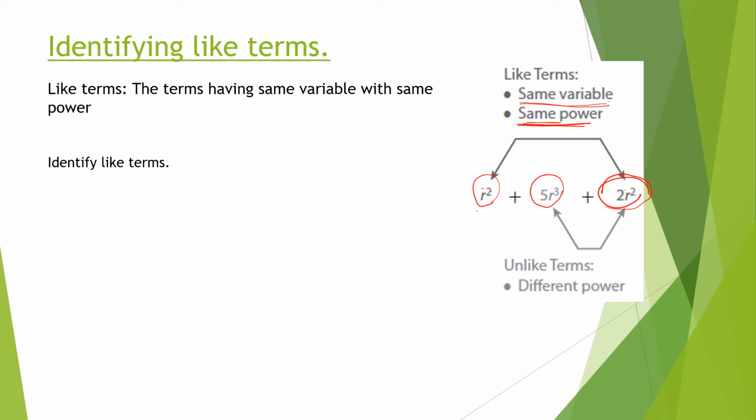Let's identify here the like terms. 3t, 5w power 2, 7t, 9v, 4w power 2, 8v. So I have 3t and 7t. They both have t. Here, 5w power 2 and 4w power 2, they both have w power 2. And here, 9v and 8v. So these are the like terms.